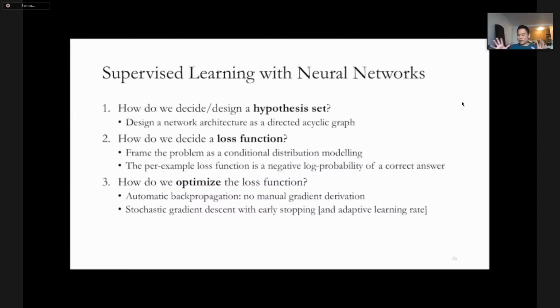So we talked about these three things that we need to discuss. Number two, how do we decide a loss function? We decided, okay, we're going to simply use the negative log probability. Number three, how do we optimize the loss function? We decided to simply use a gradient-based optimization. Now, it turned out that number one is not that easy.